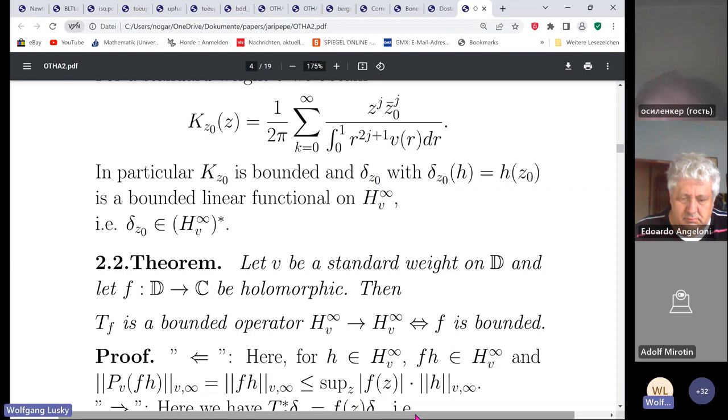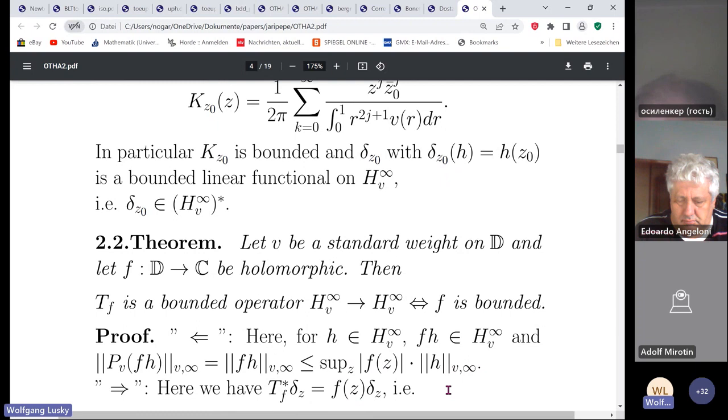And conversely, if we now assume that T sub f makes sense and is bounded with respect to the weighted supernorm for a holomorphic symbol, then even the adjoint map is a bounded operator. And the adjoint map applied to the evaluation functional is nothing else than f of z times the evaluation functional.